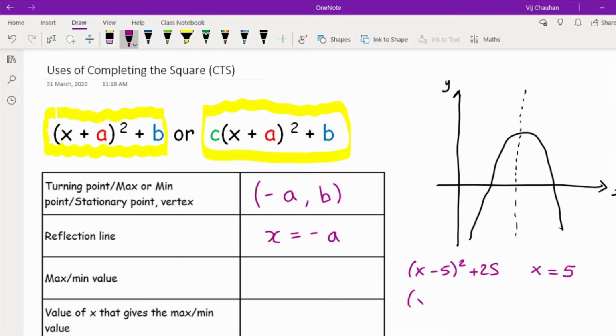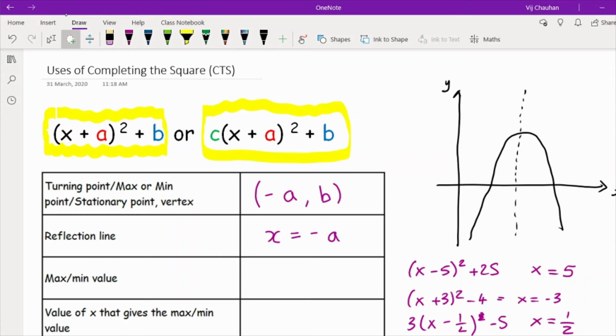If I had x plus 3 squared minus 4, then the reflection line for this would be x equals minus 3. And if I had, let's say, something like that, then the reflection line would still be, even though I've got a number there, at a half. So as you can see, the reflection line will be x equals, and then the value of x that makes that bracket equal to 0, regardless of which format it's in.